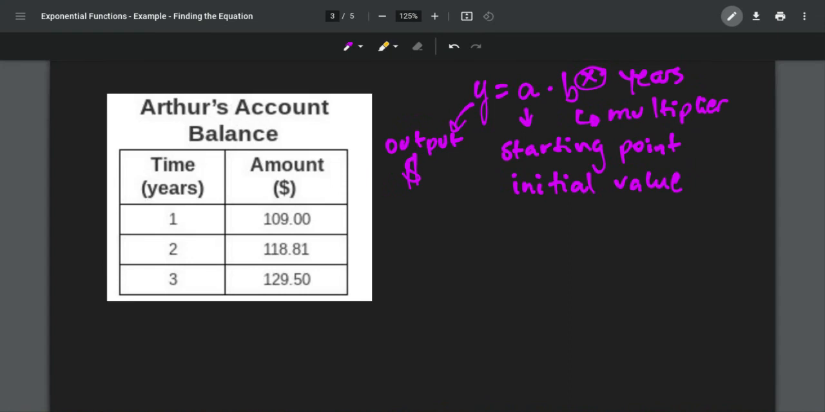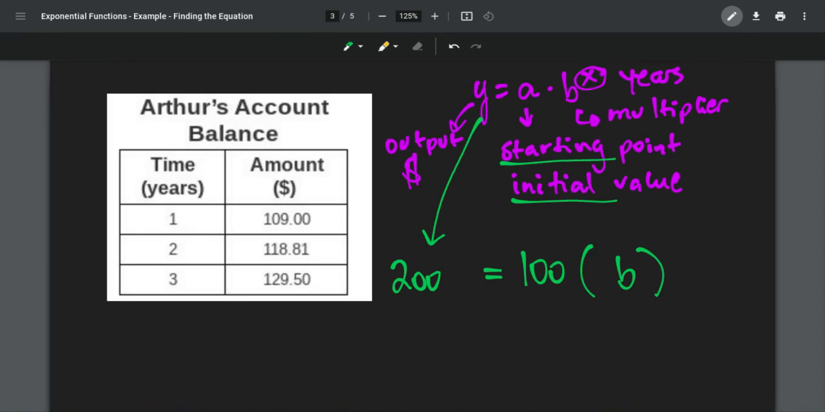So for us, the Y was $200. Why? Because our starting initial value was $100. That's what we started with. Now, B is the big question mark. X, well, we have to find. So the problem right now is if we can find B, we can then evaluate for X.